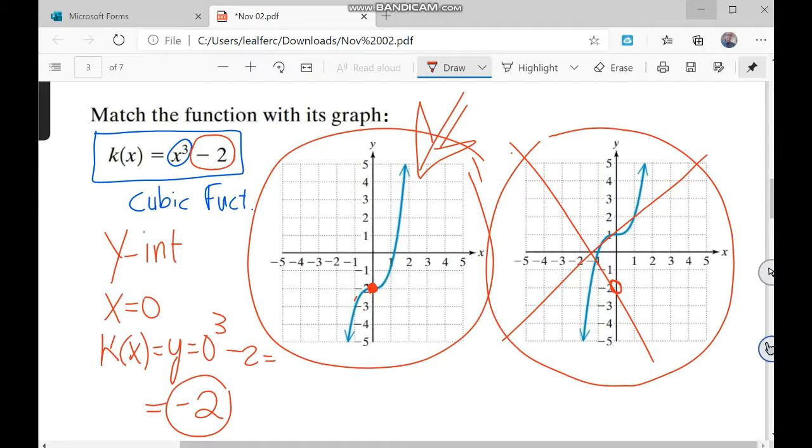Okay? And we will work on a few on the quiz today. That's what you have to do. You have two options. Check the y-intercept to make sure which one is the right answer. Questions so far? Any questions at all? No questions?